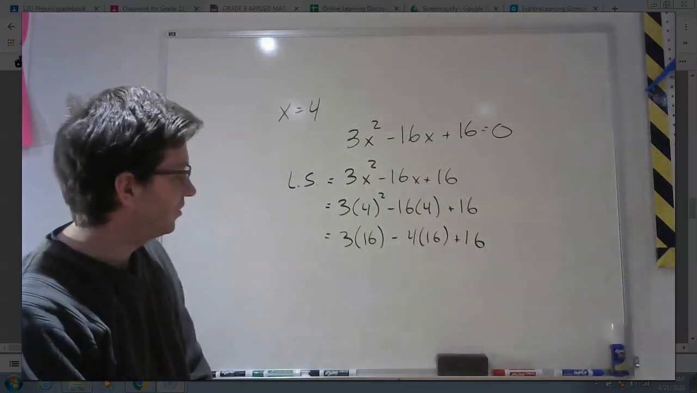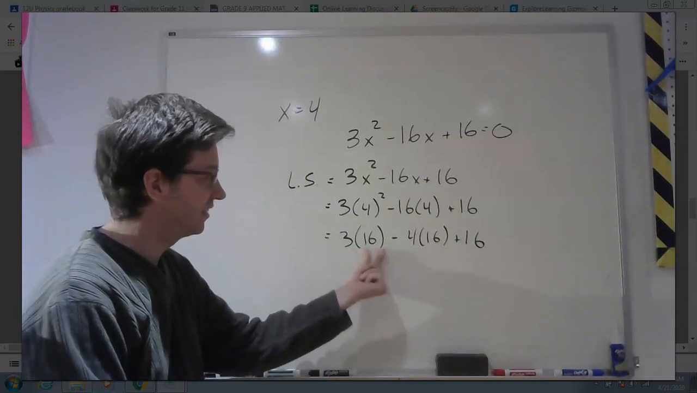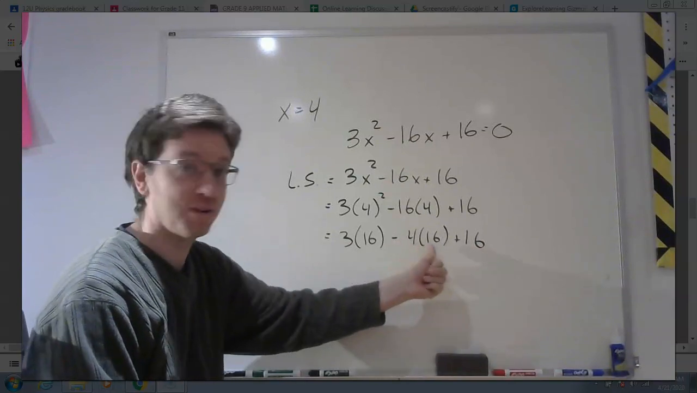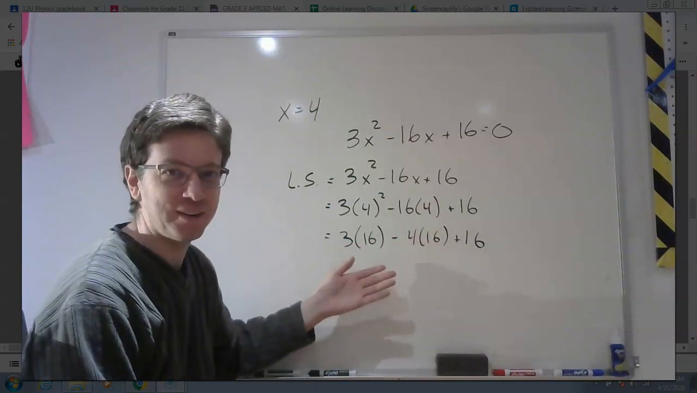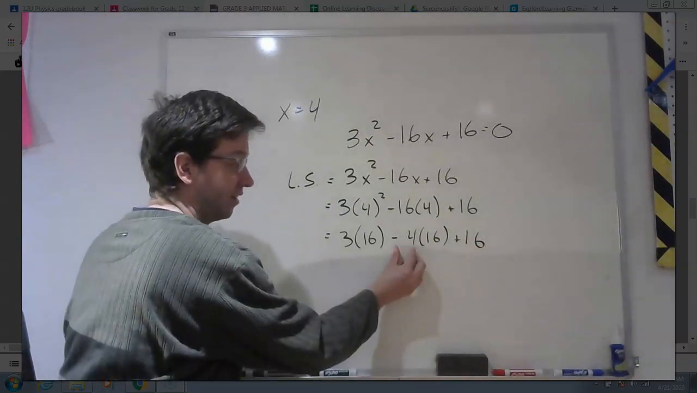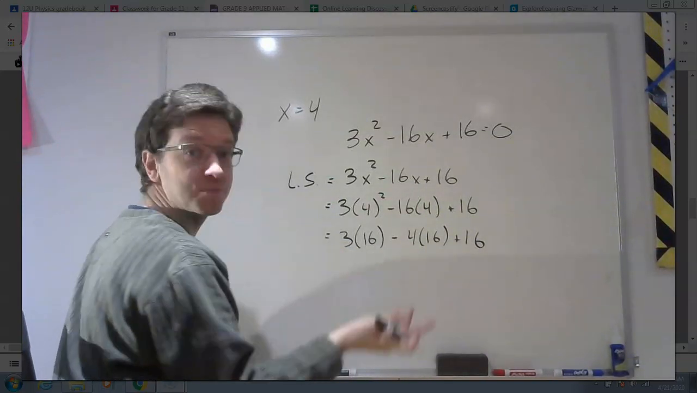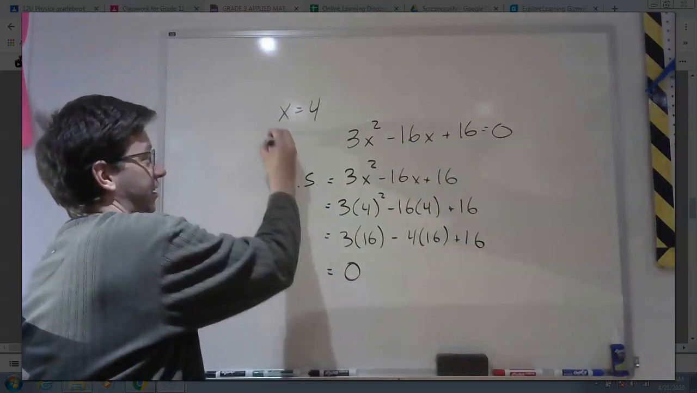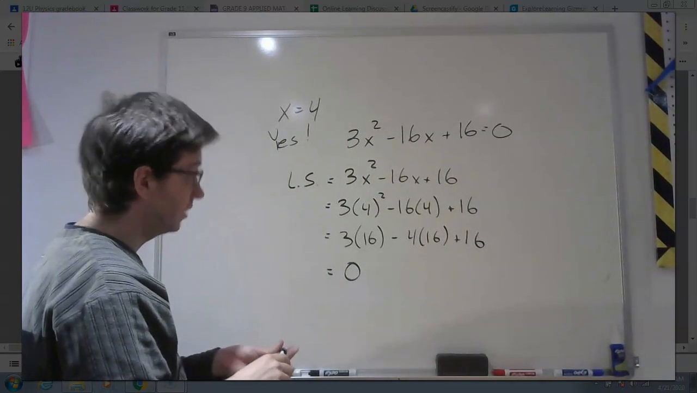Okay, 4 squared is 16, so we have 3 times 16 minus 4 times 16 plus 16. That's a lot of math to do in your head, but think of it this way. Here we have 3 positive 16s, another positive 16, so that's 4 positive 16s, and then we're going to subtract 4 positive 16s. It looks nicely written this way because you don't really have to figure out what 4 times 16 is. So this does equal 0. So yes, x equals 4 is a solution. So we need to find the other one.